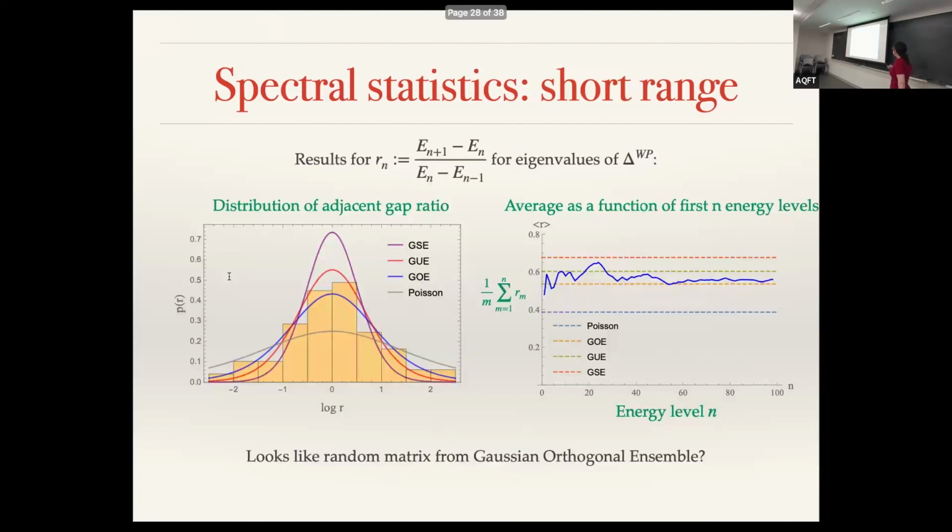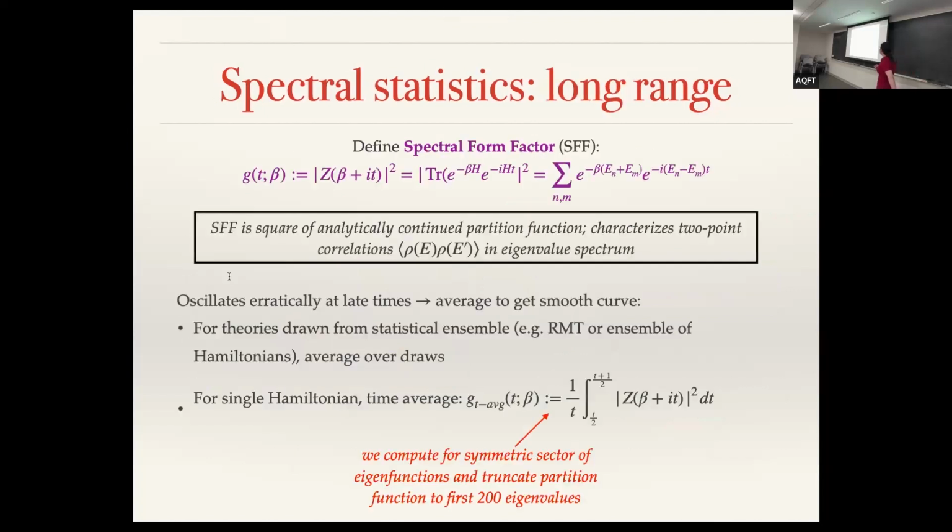Okay. So I'm almost out of time. So I think I'll end by briefly mentioning long-range spectral statistics of our eigenvalues, very briefly. A common thing in the field of quantum chaos is studying something called a spectral form factor, which is defined as a square of an analytically continued partition function. And this quantity captures long-range correlations of your eigenvalue spectrum.